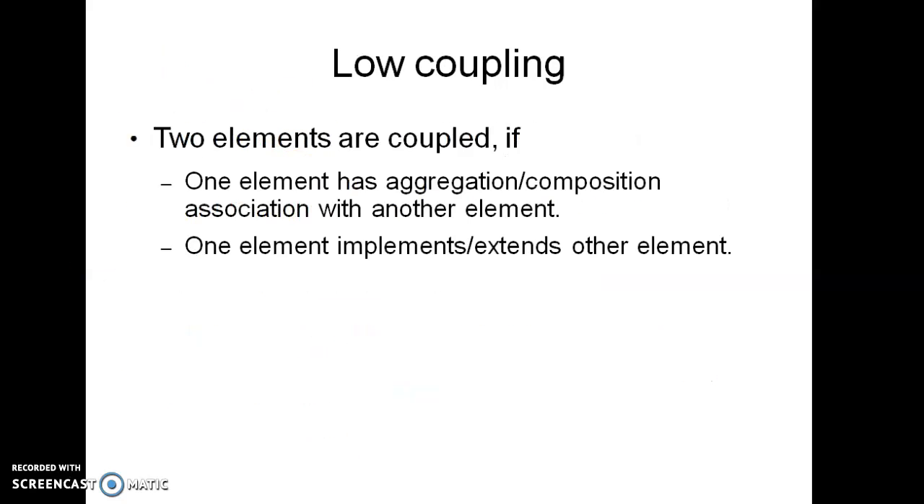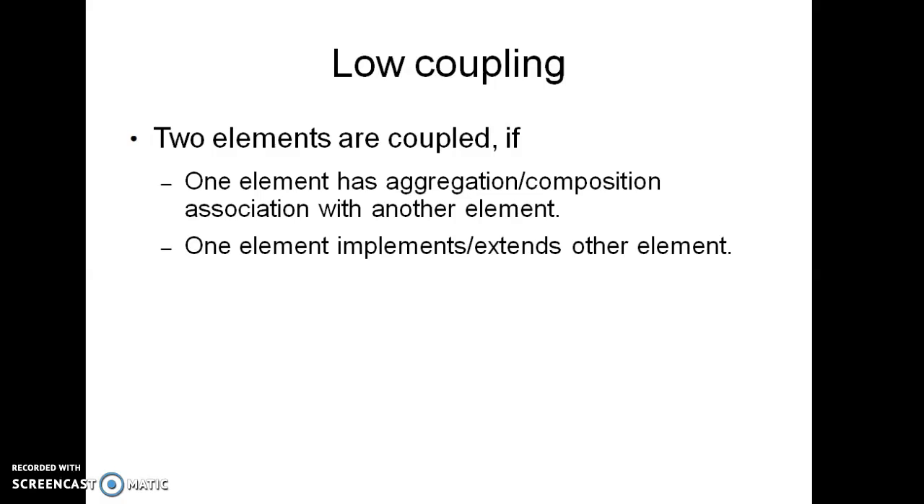The next one is an example of low coupling. There are two types of elements that are coupled. The first one is an element which has an aggregate or composite association with the other element, or one element implements or extends the other element. These two types of elements are coupled together. So we need to minimize the effect, so that if one is changing, the other should not be affected. We need to maintain low coupling among the different types of elements.